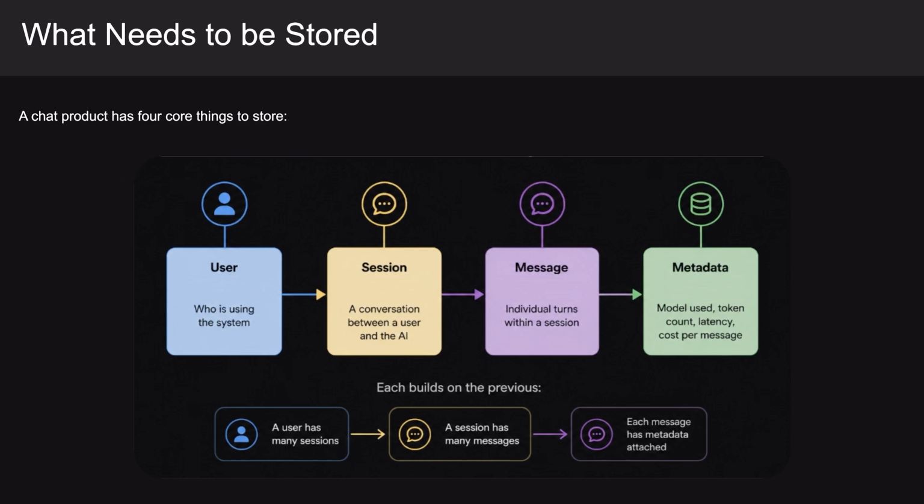First, users, who is making requests. Second, sessions, a named conversation that groups related messages together. Third, messages, the individual turns, the user's prompt and the assistant's response. Fourth, metadata, the operational detail attached to each message. Which model was used, how many tokens were consumed, how long the response took.